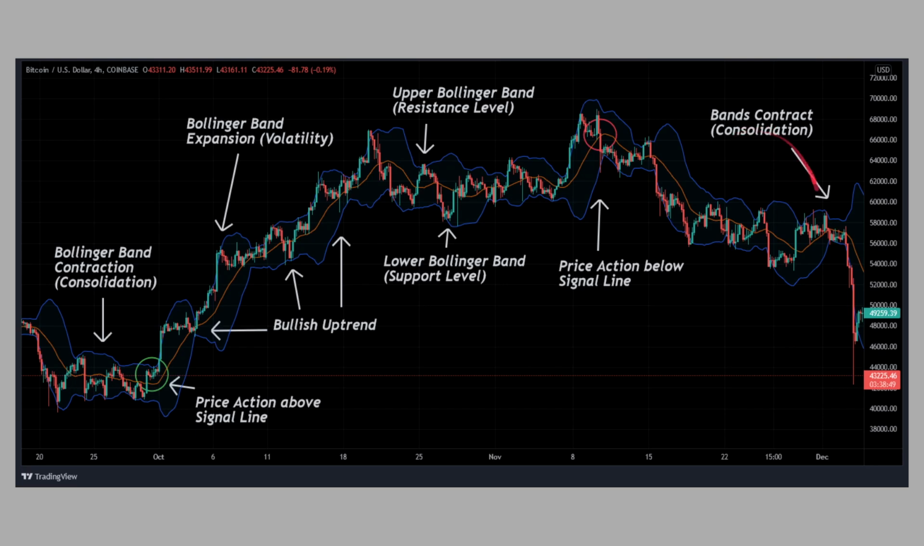And here we see a great instance of the contraction of the Bollinger Bands, or consolidation period. Here we really see Bitcoin's price action from about late November into early December really stagnant and holding and consolidating within the 58 to 56,000 range. The bands are really tightening up, especially here, before eventually expanding, as we see here, in conjunction with the dramatic price fall.